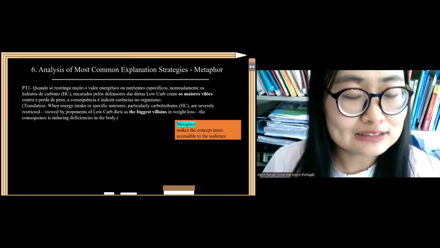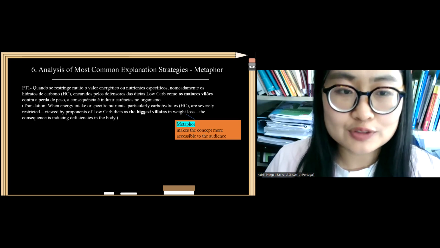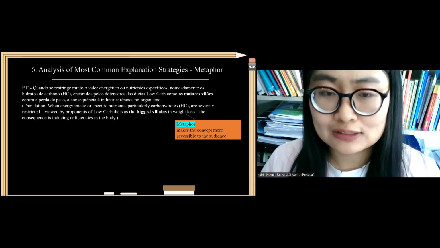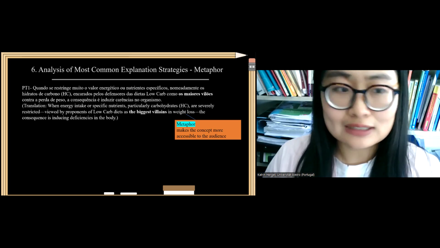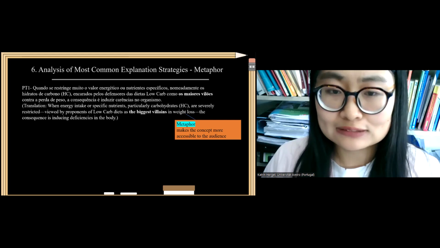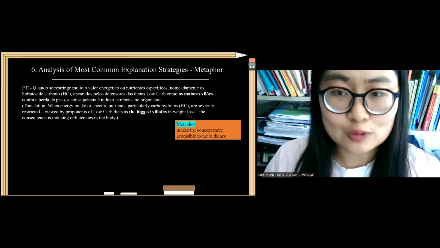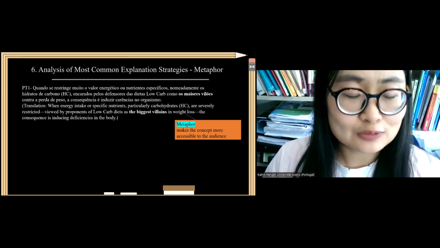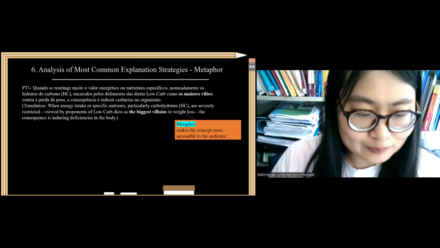Before the analysis, I will read the translation of the text. The translation of PT1 is: when energy intake of specific nutrients, particularly carbohydrates, is solely restricted, viewed by proponents of low-carb diets as the biggest villains in weight loss. The consequence is inducing deficiencies in the body.